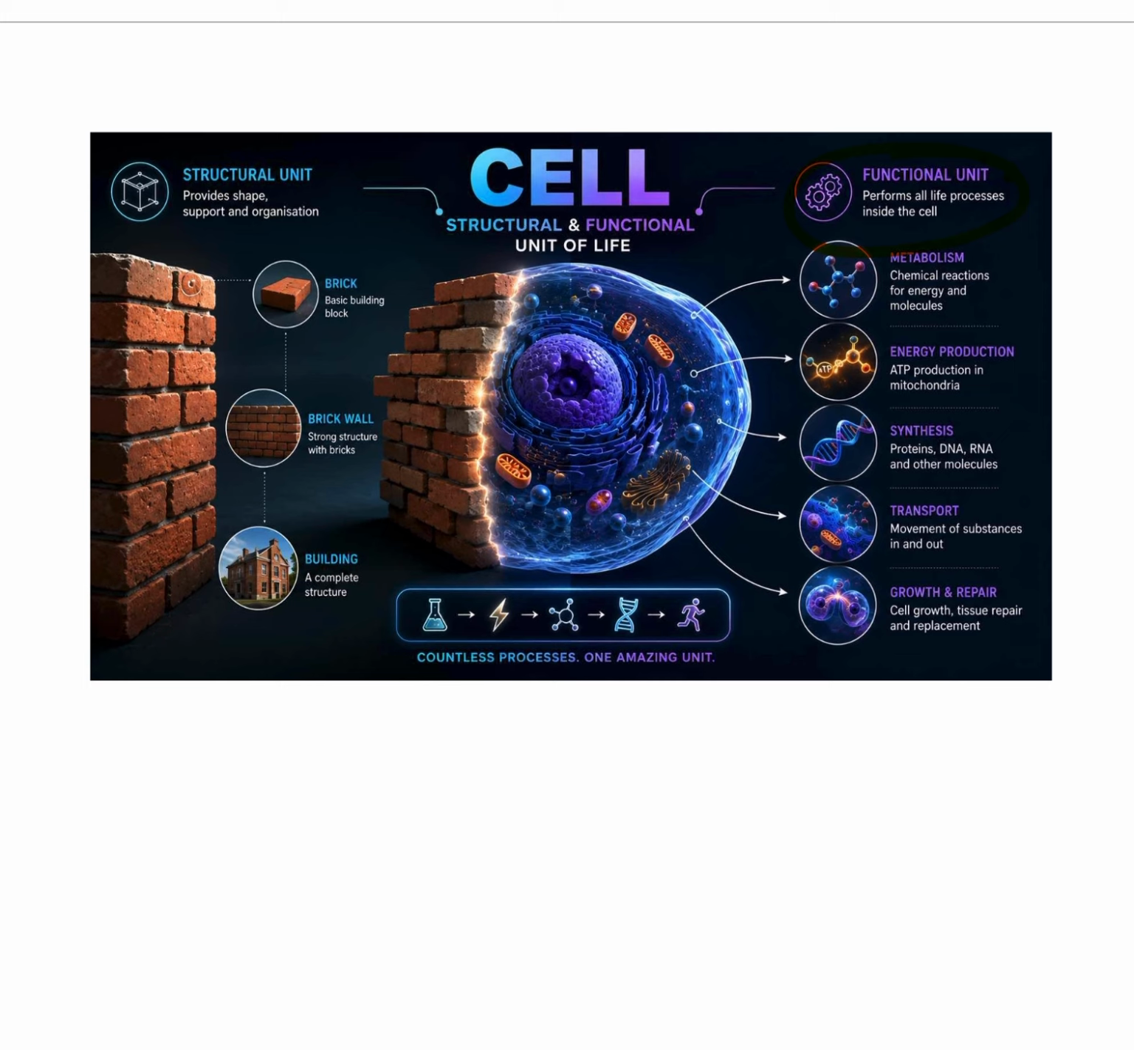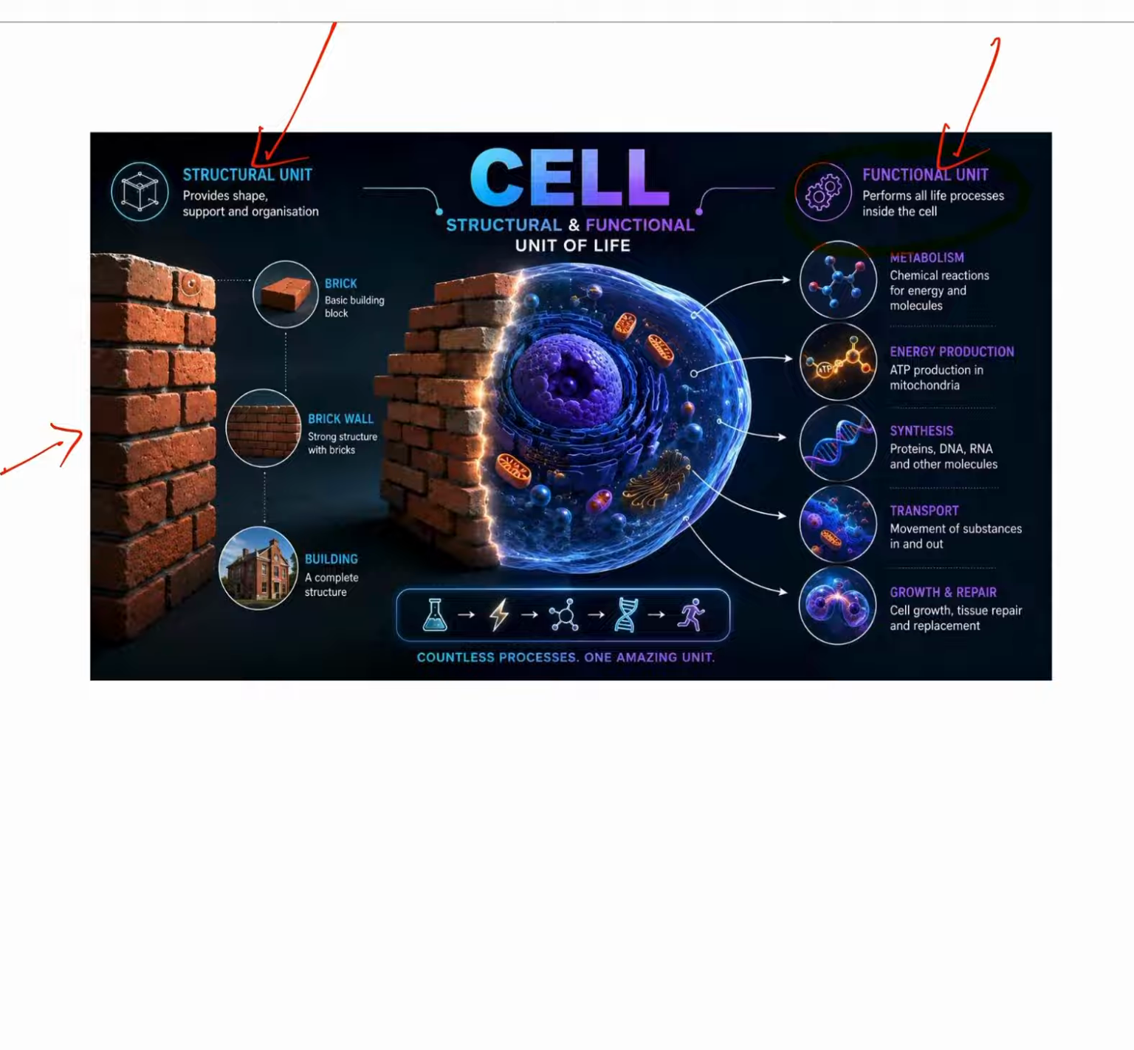See here, on the left side, you can see a brick wall. Also, you can see a cell at the center. Now, what is the similarity here? Here we have mentioned structural unit. Here it is mentioned as functional unit. Why? How is it relevant to a brick wall? A wall is made up of bricks. You can say bricks are joined together to make the wall, right?